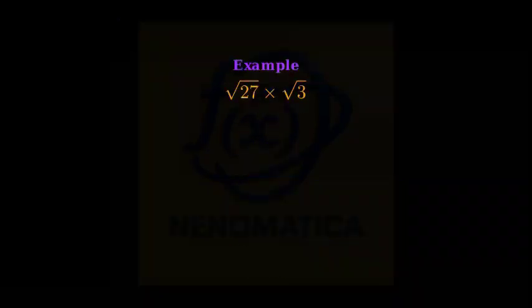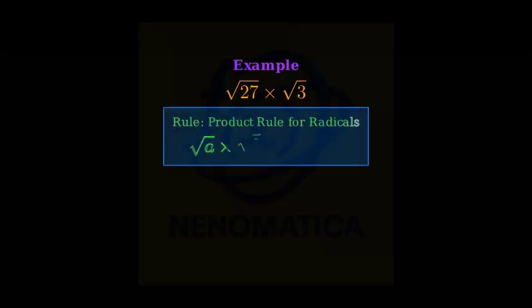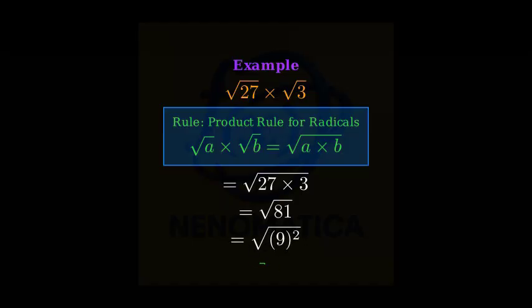The square root of 27 multiplied by the square root of 3. To solve this problem, we'll use the product rule for radicals. This rule states that the square root of a times the square root of b equals the square root of a times b. Using this rule, we can multiply what's under the radical signs. So, the square root of 27 multiplied by the square root of 3 equals the square root of 27 times 3. Now, let's calculate 27 times 3, which is 81. The square root of 81 is 9, since 9 squared equals 81.